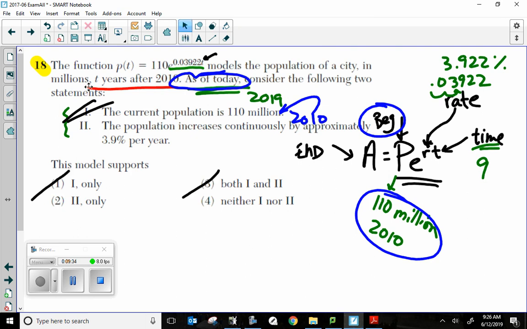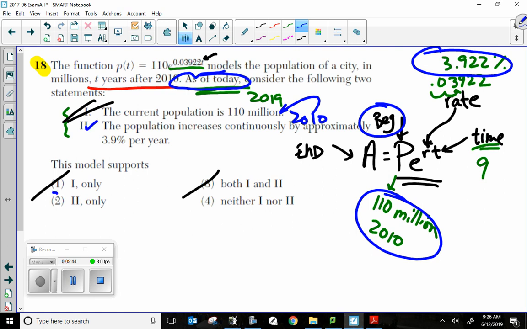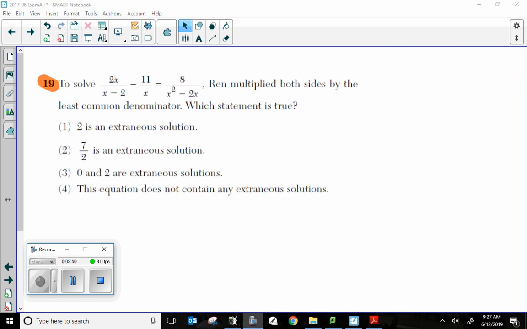Number two says the population increases continuously by approximately 3.9%. Absolutely, that is true. Ding, ding, ding, ding. So it is only 2. On to number 19, straight algebra. And I just recalibrated my board, so hopefully it's done stroking out.